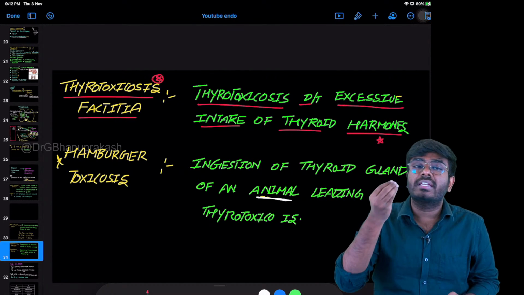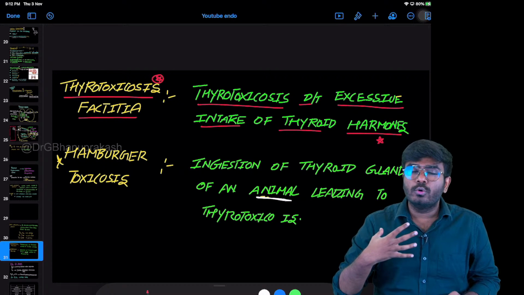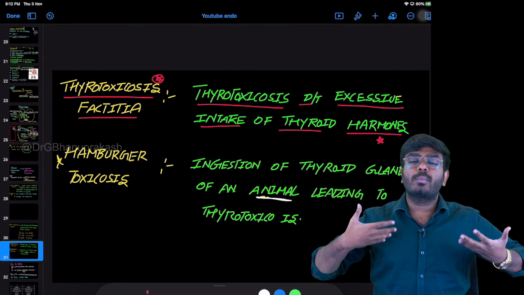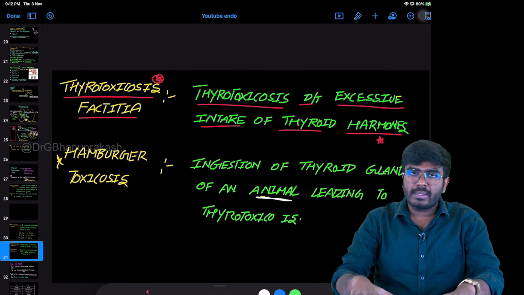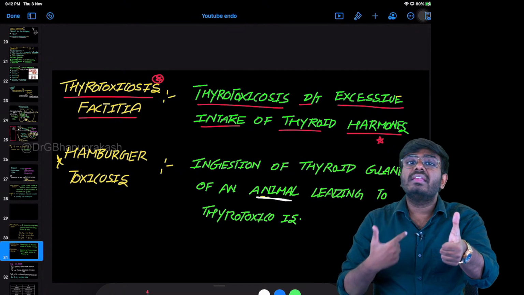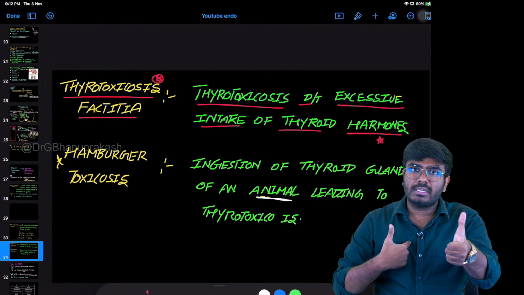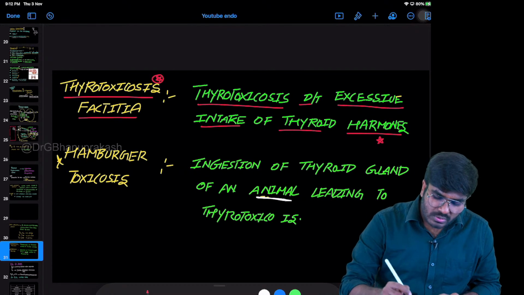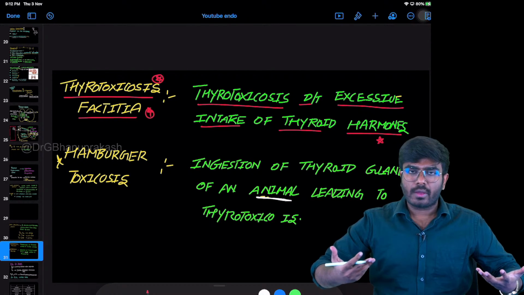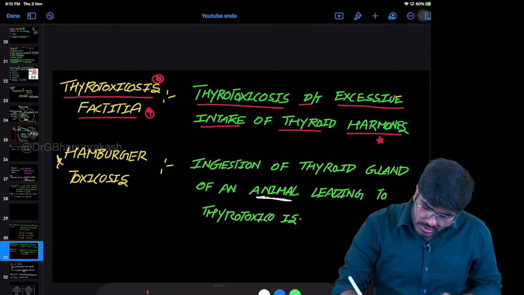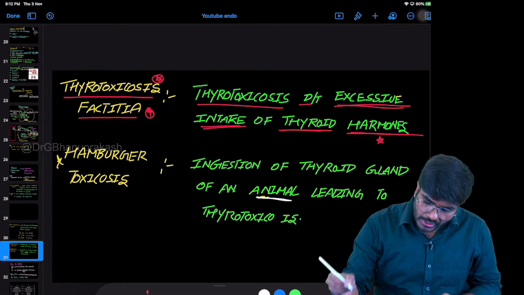She is taking thyroxine tablets. So what will this thyroxine do? It will increase her basal metabolic rate, so that now she will lose the weight. Okay, she is losing the weight, but there is excessive T3, T4 in the body. So that will cause thyrotoxicosis factitia. Now she will start to have hyperthyroidism symptoms. Okay, so thyrotoxicosis due to excessive intake of thyroid hormones.